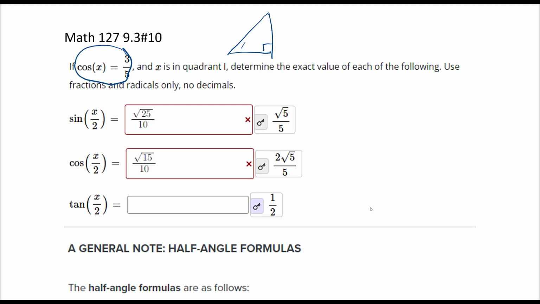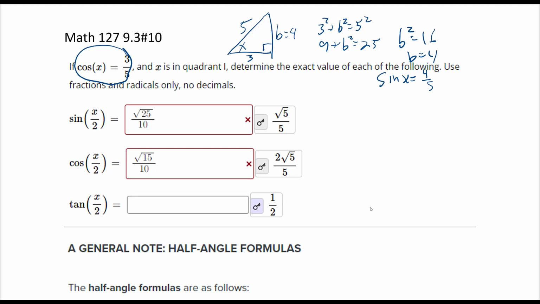If this is my x, cosine is adjacent, so 3 over the hypotenuse, 5. I'm going to call the other side b. Then 3 squared plus b squared equals 5 squared. So 9 plus b squared equals 25, so b squared is 16, and b is 4. If you knew up front that that was a 3, 4, 5 triangle, good job. That means that sine of x would be 4/5.